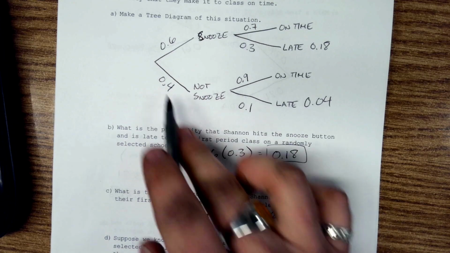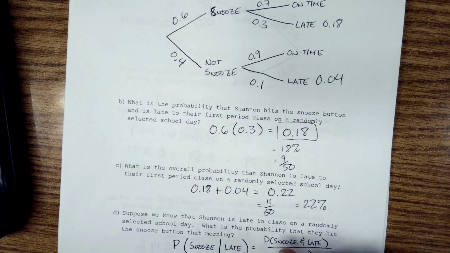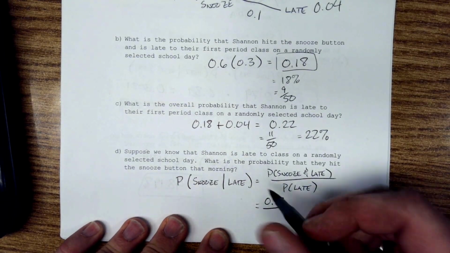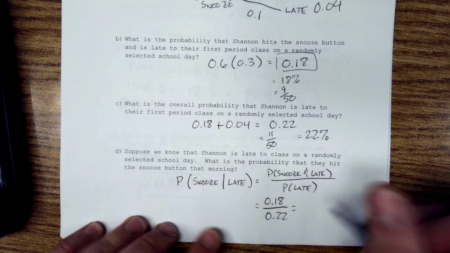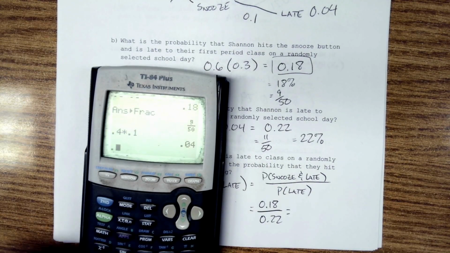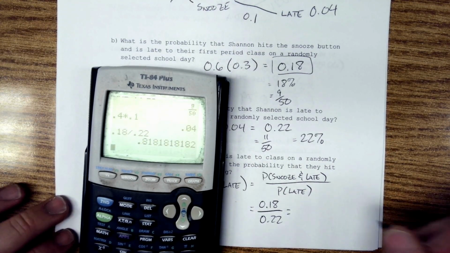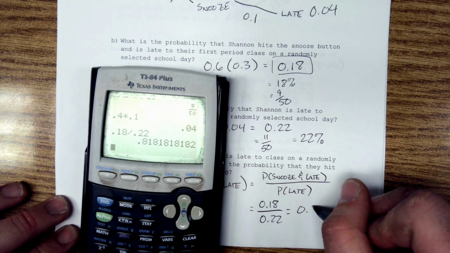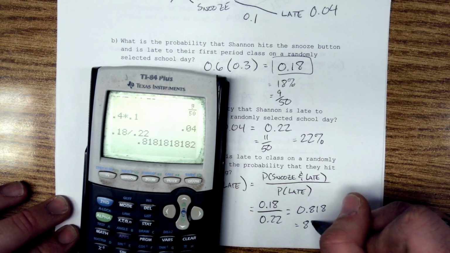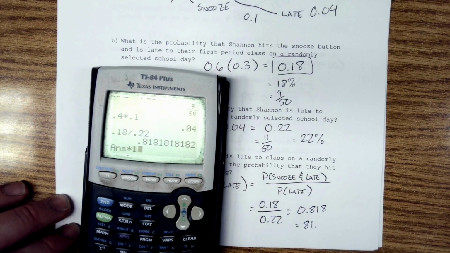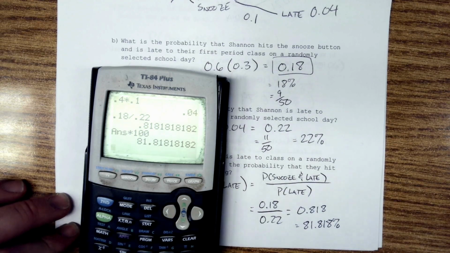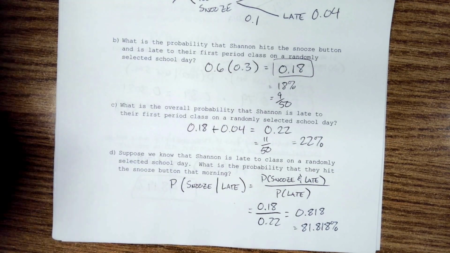So if they are snoozing and late, that was a 0.18 chance. And if they're just late, that's a 0.22 chance. So 0.18 divided by 0.22 is, there is an 81.8% chance, 0.818, or 81.818%, that they probably snoozed, since we already know that they're late.